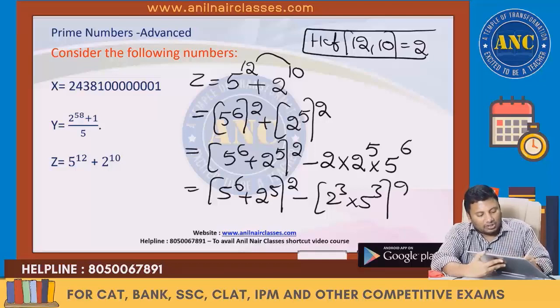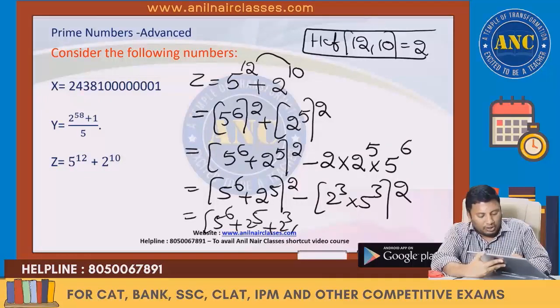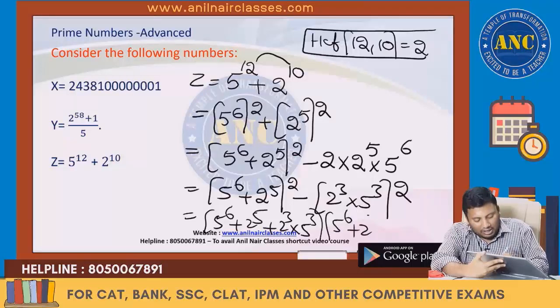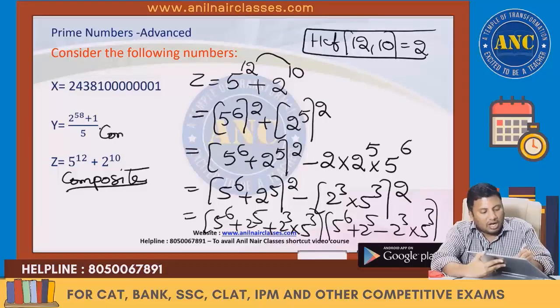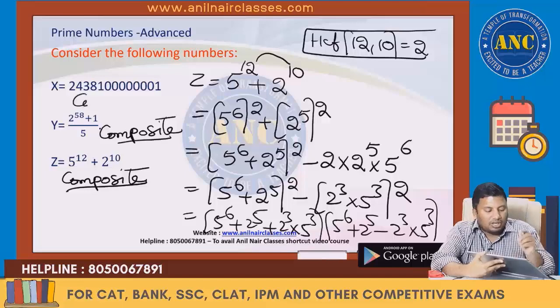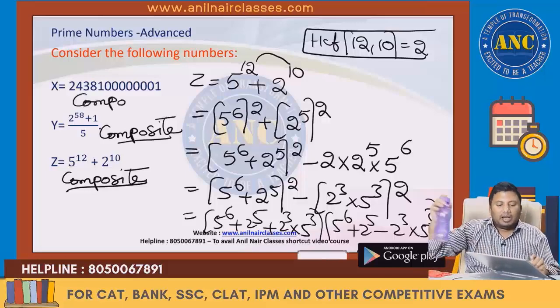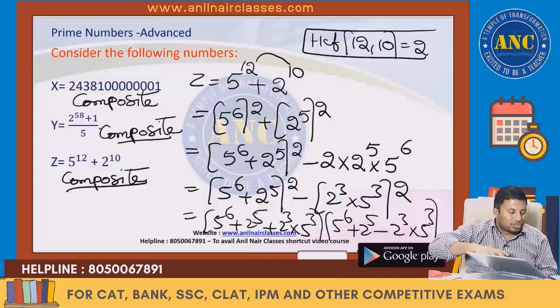A square minus B square is (A + B)(A - B). So it is (5^6 + 2^5 + 2^3 into 5^3) into (5^6 + 2^5 - 2^3 into 5^3). So it is divisible by two numbers. The answer for this question is composite. This is composite, this is composite, and this is also composite. Very good question. Little time taking approach, but a very good question to understand.